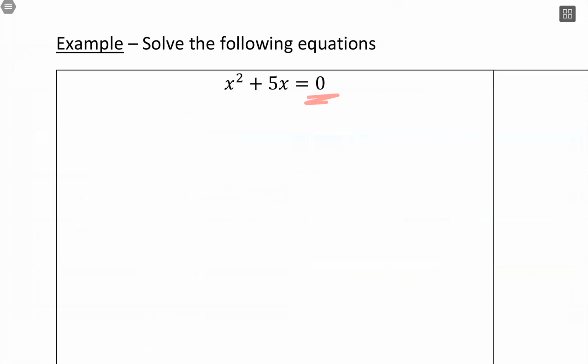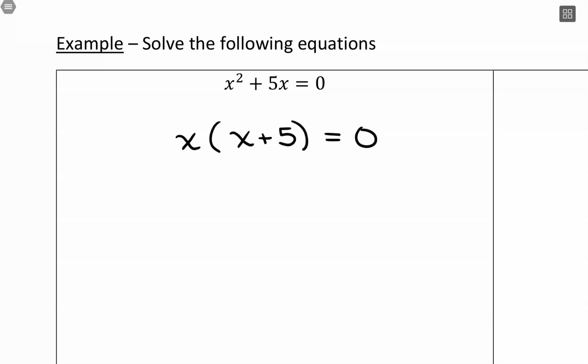So we already have 0 on one side of the equation. So we're done with step 1 already. What you'll notice is we don't have a constant term. We don't have a plus c here. So what we can do is just take out the greatest common factor. So we have this common factor of x. So let's go x factored out, and then we'd be left with x plus 5 equals 0.